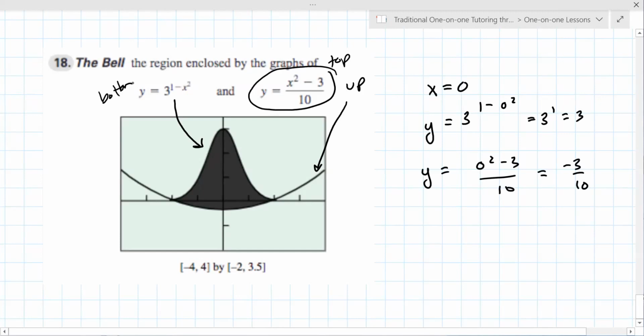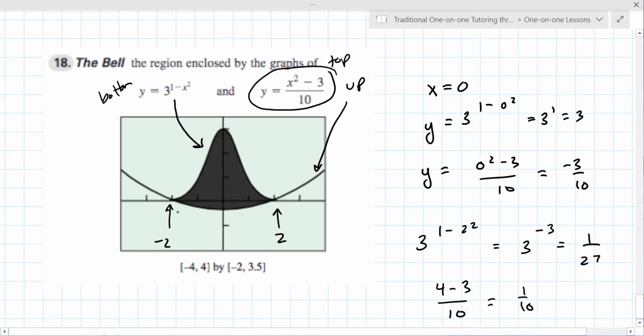Okay. It appears that they intersect at -2 and 2. Although I wouldn't trust that. I would at least try those in here. Make sure. Boy, I'm not even sure that's right, but okay. Because let's try this. 3 to the 1 minus 2 squared. That's over here. So that's 3 to the minus, what is that? Minus 3 power, 1 over 27. And then this other one would be 4 minus 3 over 10. Okay, so that's definitely not where they intersect.